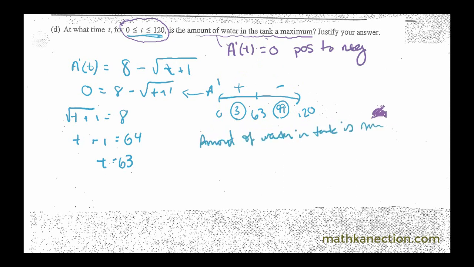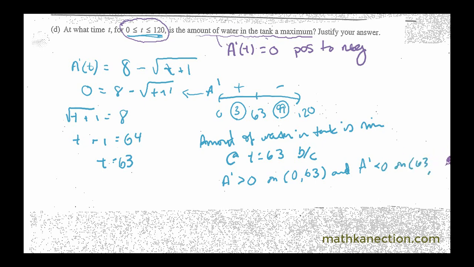The amount of water in the tank is going to be a maximum at time t equal to 63, and that's because A prime is positive on the interval from 0 to 63, and then A prime is negative on the interval from 63 to 120.